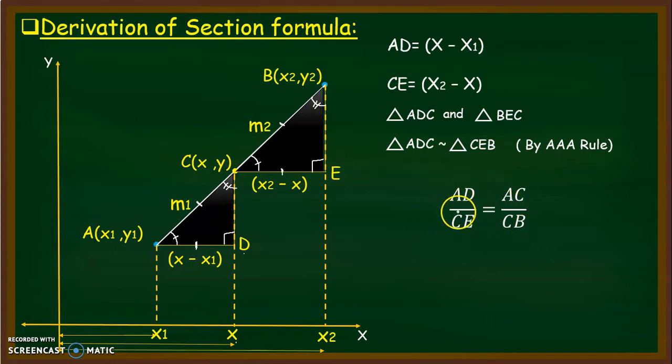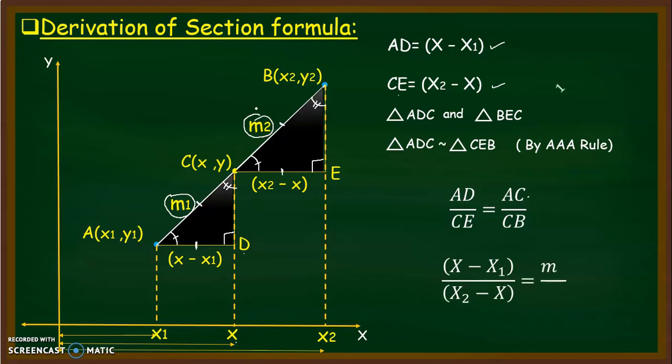And here we know that the value of AD is x minus x1, CE is equal to x2 minus x, AC is equal to m1, and CB is equal to m2. So if you put in the values, AD is x minus x1, CE is x2 minus x, AC is equal to m1, and CB is equal to m2, we get one equation. And if you simplify this equation, we can find the value of x.